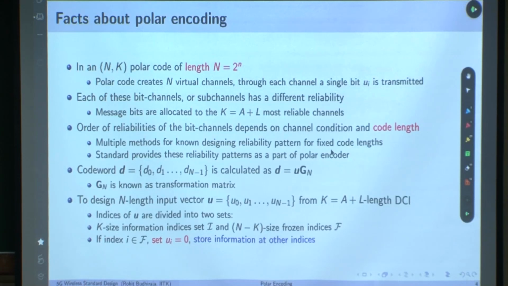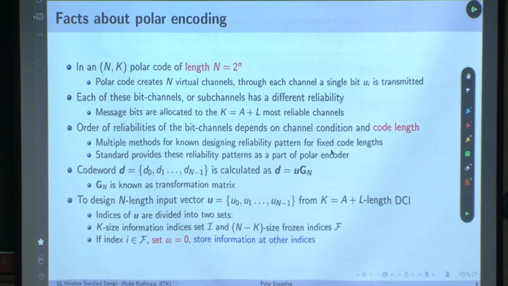You understand what we are saying here? The polar encoder has been designed to create n virtual channels. It takes in n inputs and gives you n outputs, because it has to create n virtual channels. Now how do you create this vector U, which is an n length vector? This n length vector is divided into two different kinds of indices: one is information index, the other is frozen index. And of course this information index is coupled to the reliability pattern.